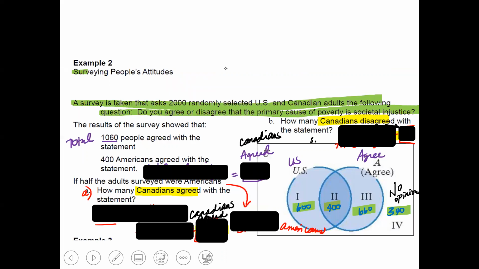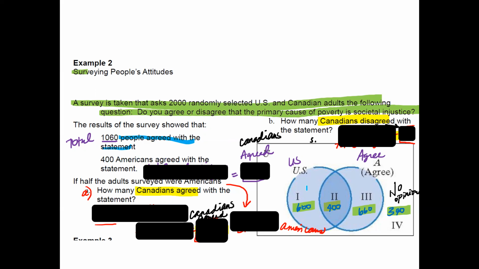All right, example 2. Surveying people's attitudes. A survey is taken that asks 2,000 randomly selected US and Canadian adults the following question: do you agree or disagree that the primary cause of poverty is social injustice? This is the breakdown of how many people responded to the survey. It says that 1,060 people agree with the statement that poverty is a result of social injustice. So 1,060 people agreed, that's a total, actually. 400 Americans agreed with the statement.